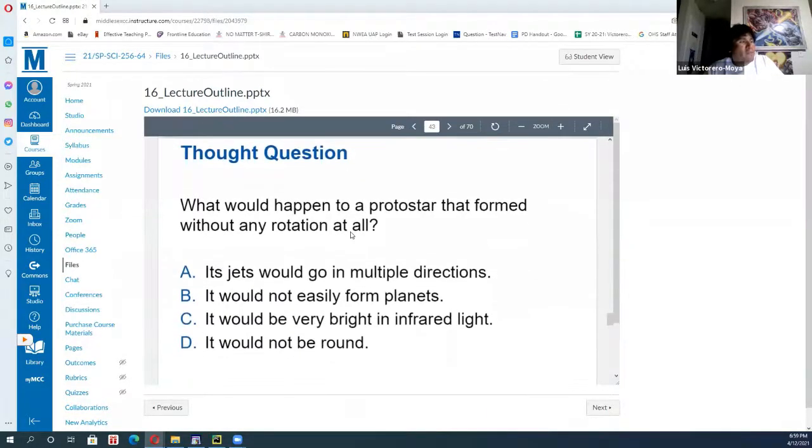Okay, one question. What will happen to a protostar that doesn't rotate? Because that could happen. They are not very common to be observed, though. So what will happen if a protostar is formed but doesn't rotate?